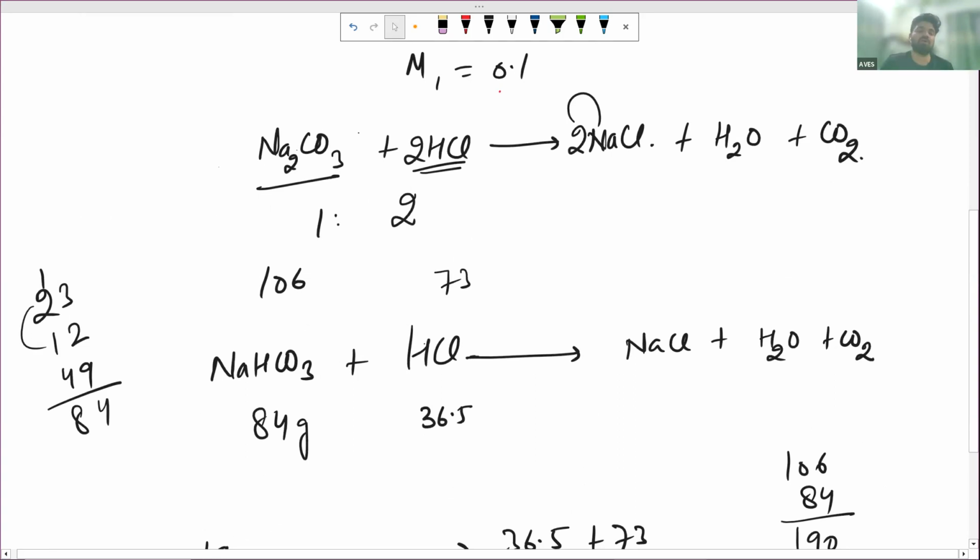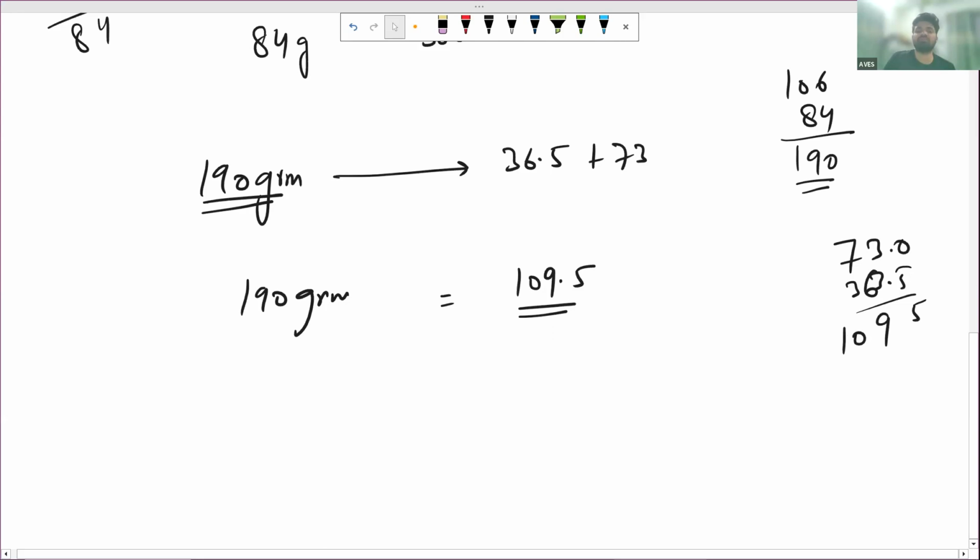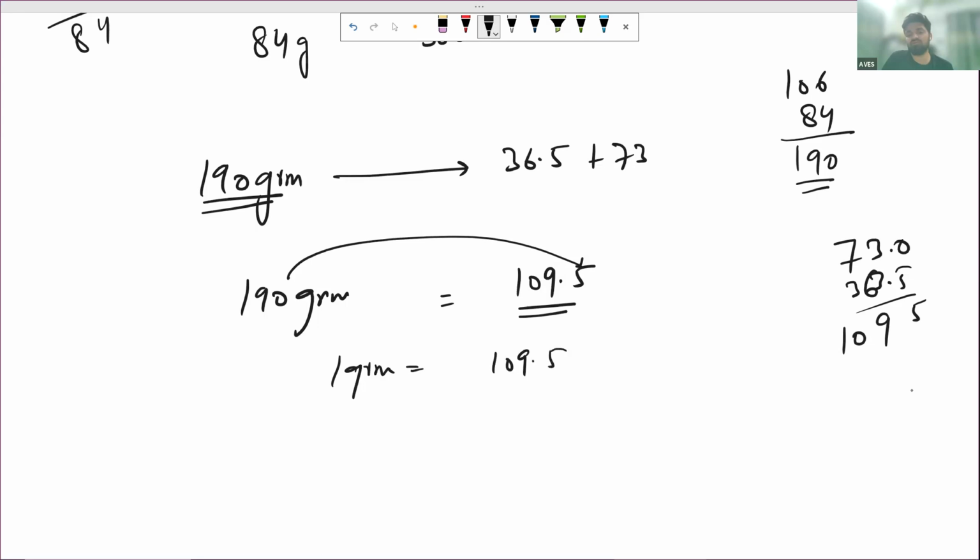But the question is not saying 190 grams. So for 190 grams we require this much amount of HCl, and for 1 gram, how much HCl will be required? 109.5 divided by 190. Got it? This will give you the amount of HCl in grams.